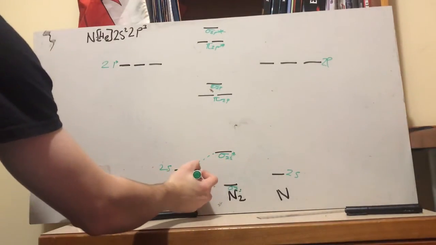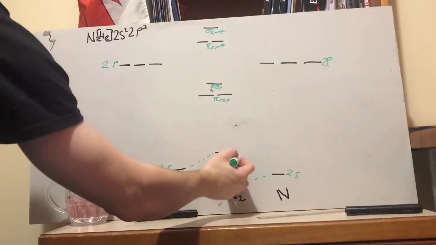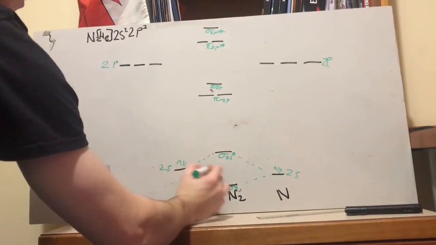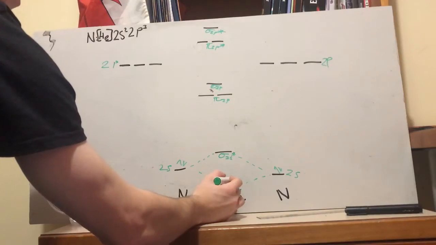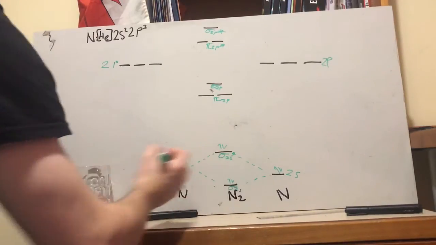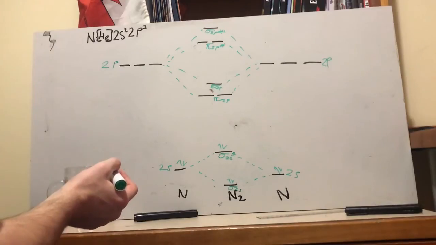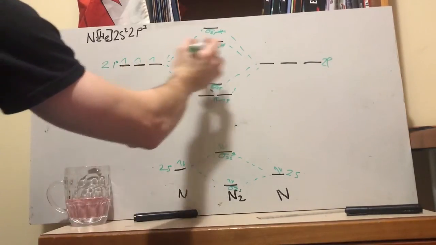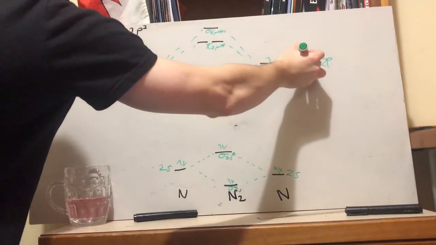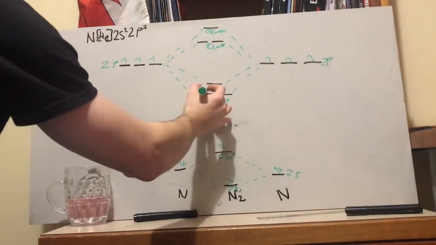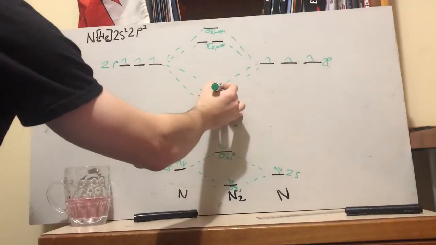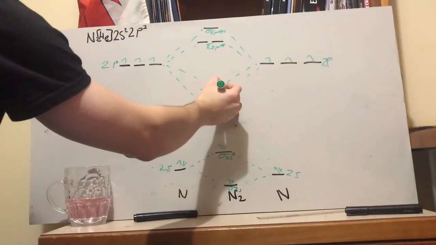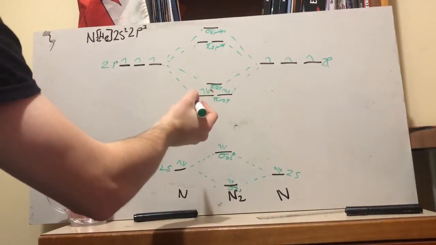Now we have 2 electrons in the 2s of both nitrogens, so 1, 2, 1, 2. They will occupy both the bonding and the antibonding orbitals. In the 2p there are 3 electrons, 1, 2, 3, and we must assign them appropriately following Hund's rule, which says that electrons must be unpaired and be parallel before you can pair them up, as this will minimise repulsion.